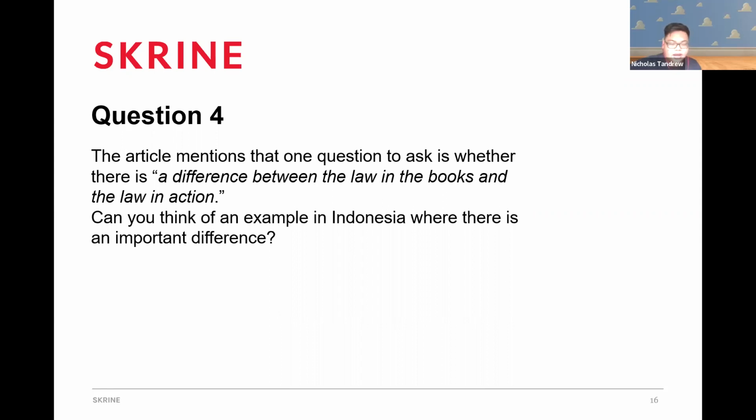But until this day, I've lived in at least 3 provinces, North Sumatra, Jakarta, and now West Java, and I've never seen anyone get penalized after littering anywhere. So I think that's the difference between law in the books and law in action. Right. Great. Thank you to both of you.